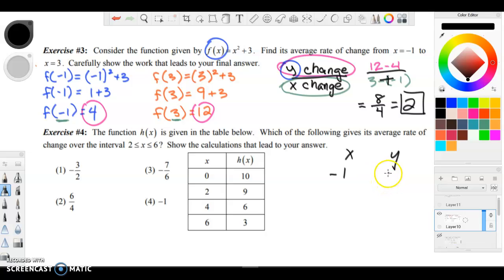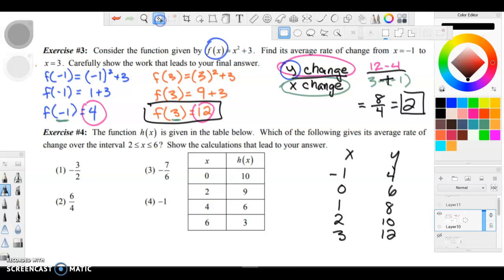We know that negative 1 gives us 4. If we follow our rate of change, every time I change this by adding 1 to it, that means I'm going to change this by adding 2 to it. So 4 becomes 6, and then the next line 6 becomes 8, and the next line 8 becomes 10, and then the next line 10 becomes 12, which matches up with what we had right here.